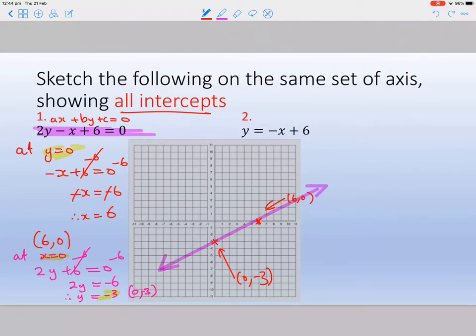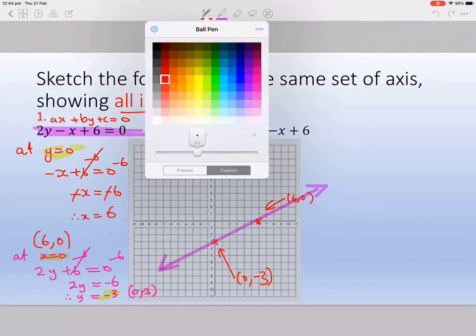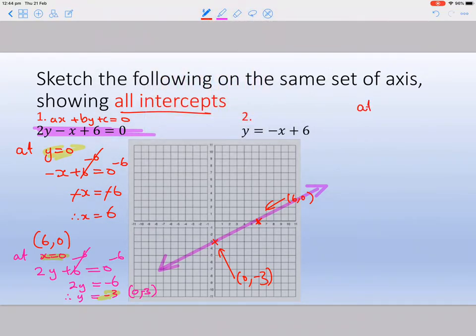Let's do the same thing with the second one. We're going to draw it just by finding the y- and x-intercepts. So at y equals 0, we're doing the same thing that we did for the first one. We've got 0 equals -x plus 6, because that term becomes 0. So therefore, x equals 6, because I've just added x to both sides.